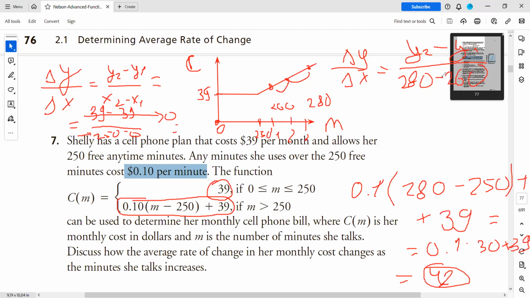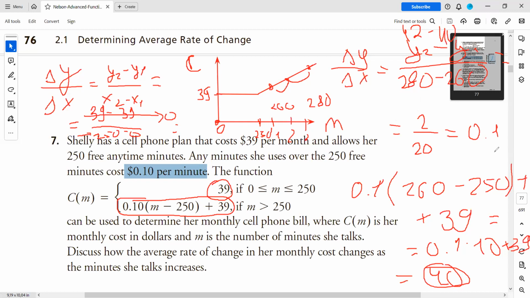The second moment in time is 260 minutes. We do the same calculations, but now instead of 280, you're going to do 260 here. Now it's going to be 10 instead of 30 here, or plus $1, and 40 instead of 42 here. So now I know my components: in the numerator it is going to be 42 subtract 40 equals 2, divided by 20, which gives me 0.1.